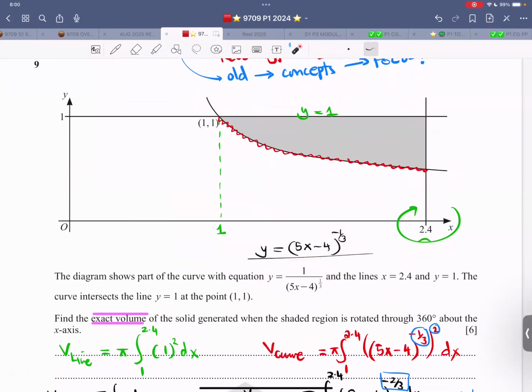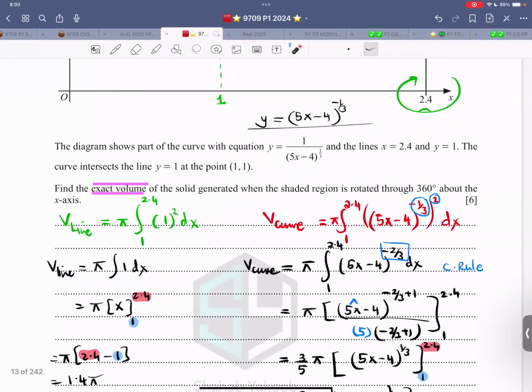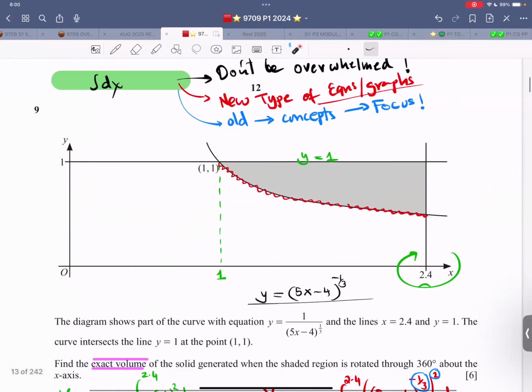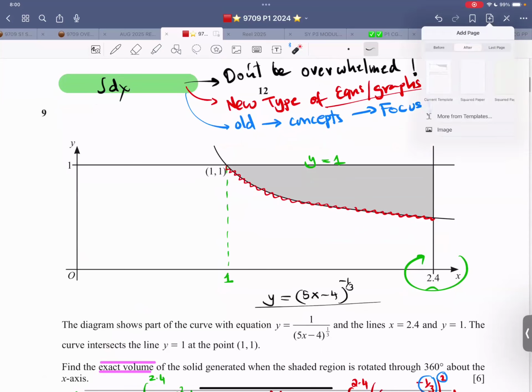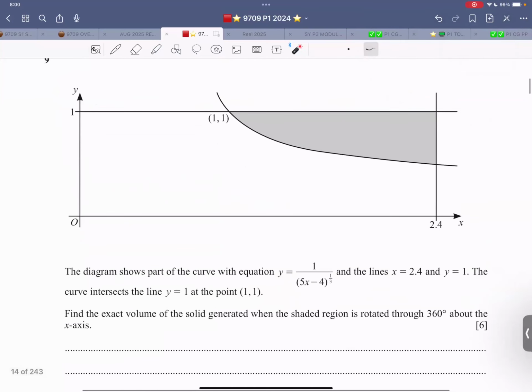That is question 11. It says find the exact volume of the solid generated when the shaded region is rotated 360 degrees about the x-axis, for 6 marks. Now, first of all, let me add a page over here and let me work on this thing. So now, first of all, what do we observe? We observe that this is 1, this is 2.4.